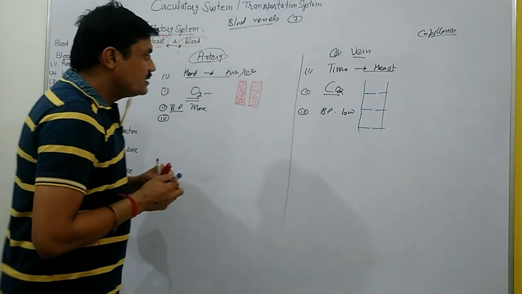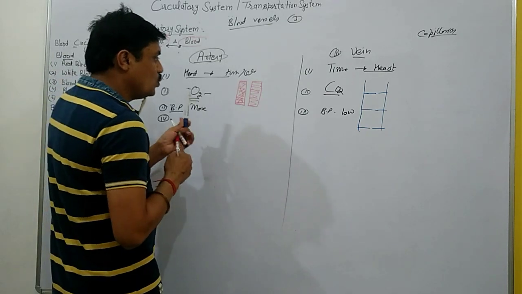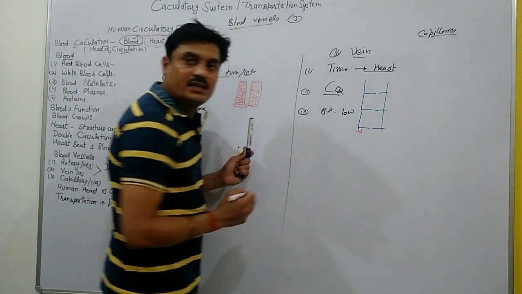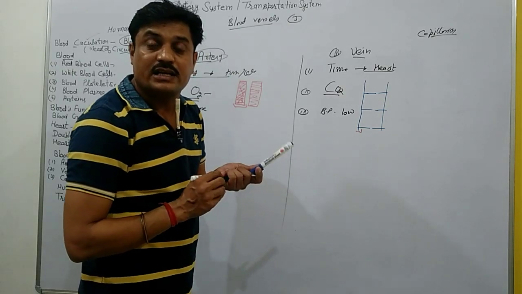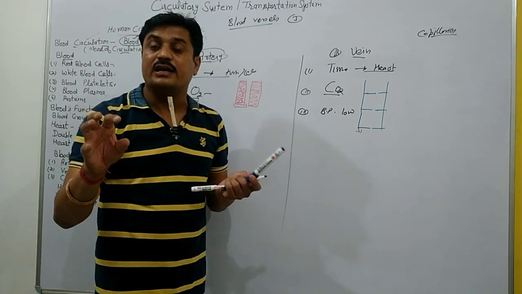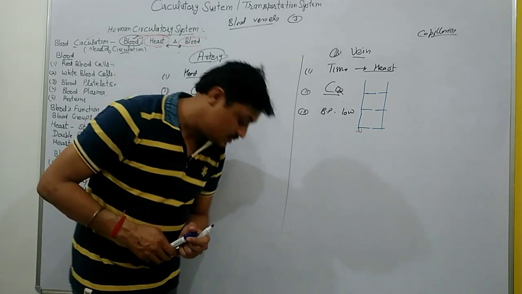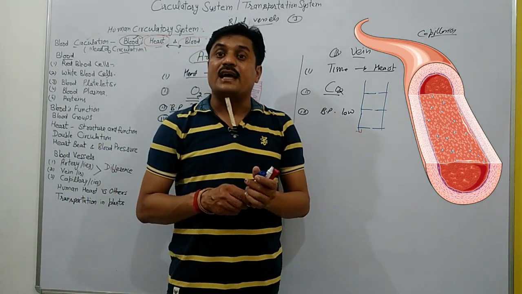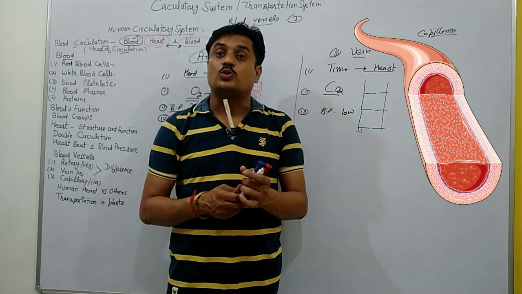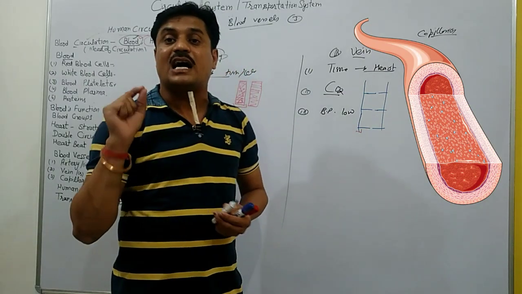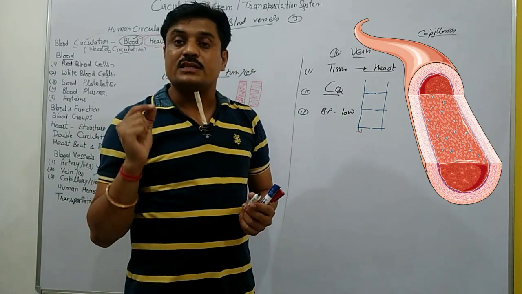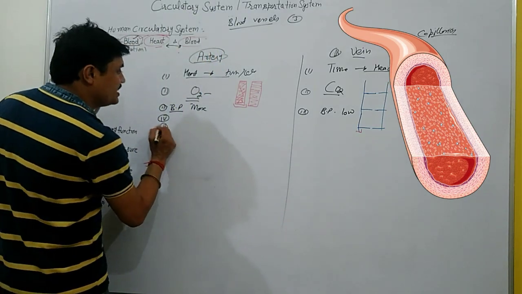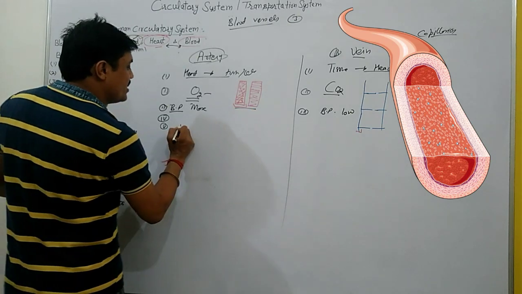See here, the wall of the artery is thicker, but the wall of the vein is narrow. It is less thick. Why? Because the pressure in the artery is more than the pressure in the vein. So to tolerate that pressure, the walls of the artery are thick. This is another example. Now the fifth difference is that the arteries do not have valves.